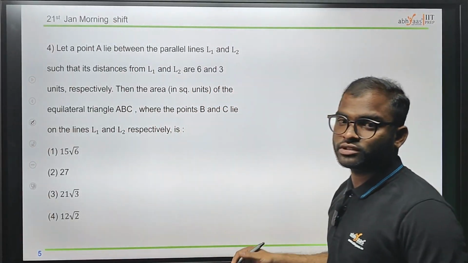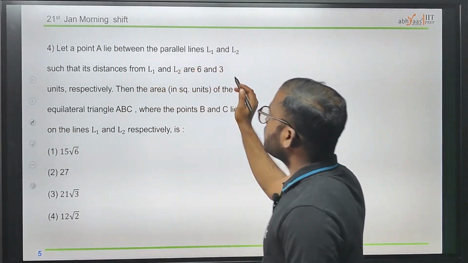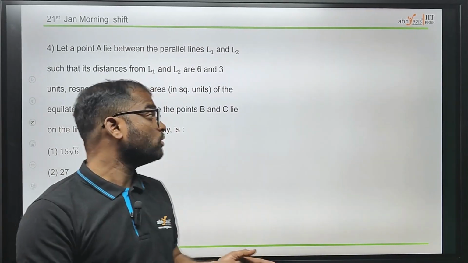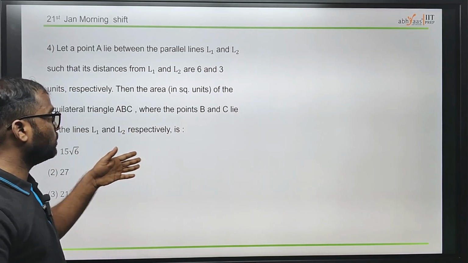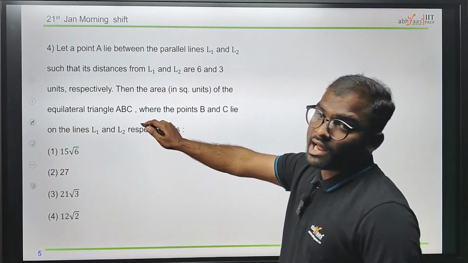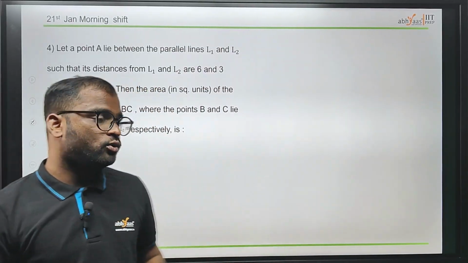Okay, we will see the next question, which asks: let a point A lie between parallel lines L1 and L2, whose distances from L1 and L2 are 6 and 3 respectively. Then they are asking about the area of the equilateral triangle ABC where the points B and C lie on L1 and L2.